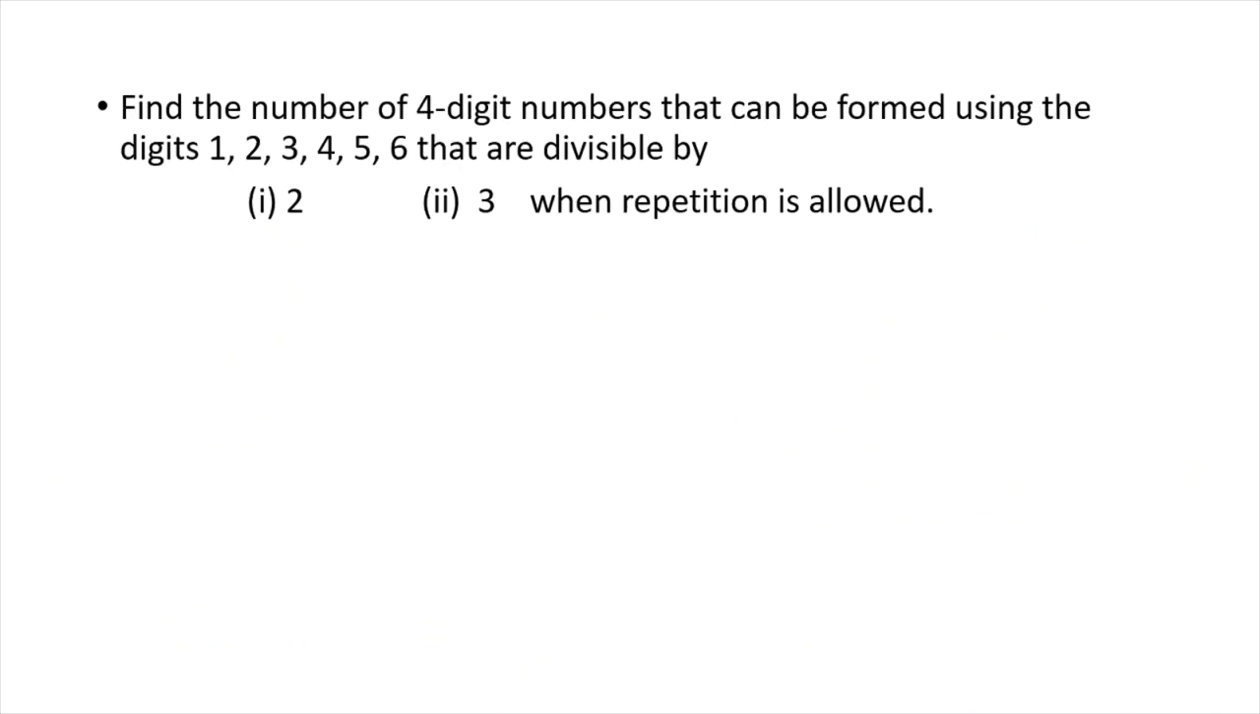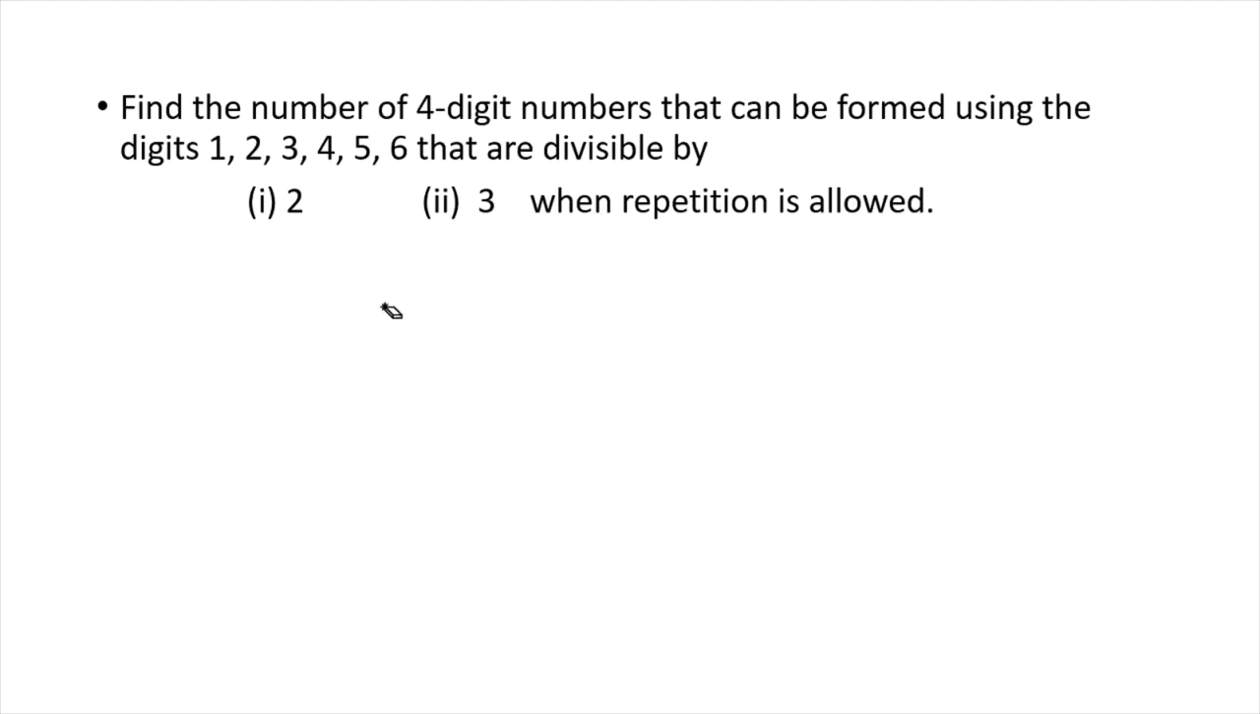Next, we have a problem related to divisibility. Find the number of 4-digit numbers that can be formed using the digits 1, 2, 3, 4, 5, 6, which are divisible by 2 and which are divisible by 3, when repetitions are allowed. I repeat, find the number of 4-digit numbers that can be formed using the digits 1, 2, 3, 4, 5, 6, which are divisible by 2 and which are divisible by 3, when repetitions are allowed.